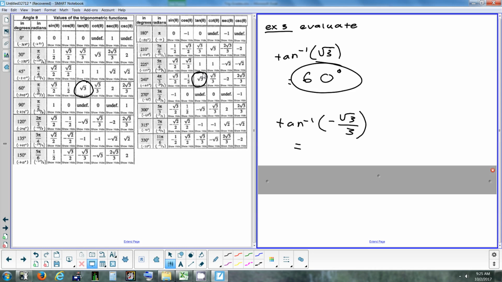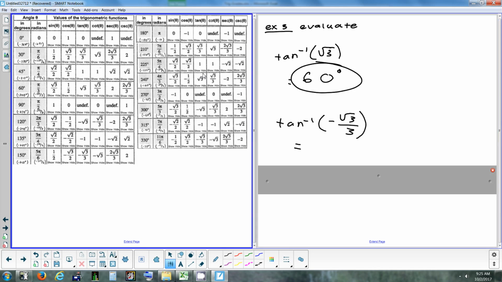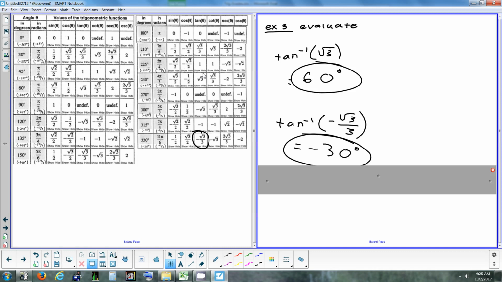Emily, how about inverse tangent of negative root 3 over 3? Where did you find that one? I found it at negative 30, or 330. Yep, so at negative 30. Is that between negative 90 and 90? Yep, then there's no need to look for the other answer. That is correct. Any questions on that?